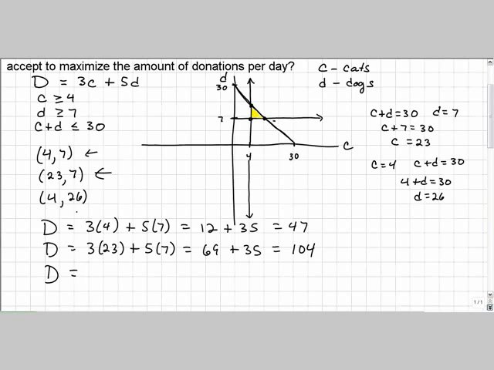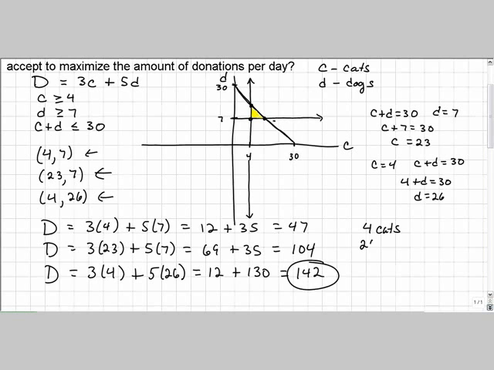And then finally, at the last vertex here, we're going to have 3 times 4 plus 5 times 26, which is equal to 12 plus 130, or 142. So we see that the maximum donations is 142. It occurs at the vertex 4, 26. So that means we want 4 cats and 26 dogs to maximize the donations.